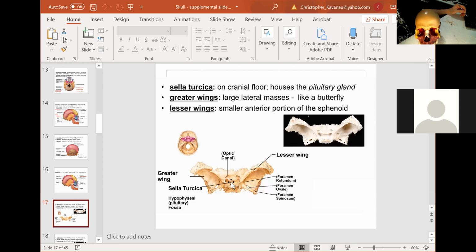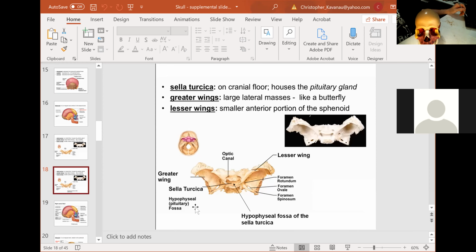The pituitary gland we'll be learning about later when you get to the study of neuroscience. That comes later. So there you go. This little fossa, this little depression here, is called the hypophyseal fossa. Fossa is a shallow depression.